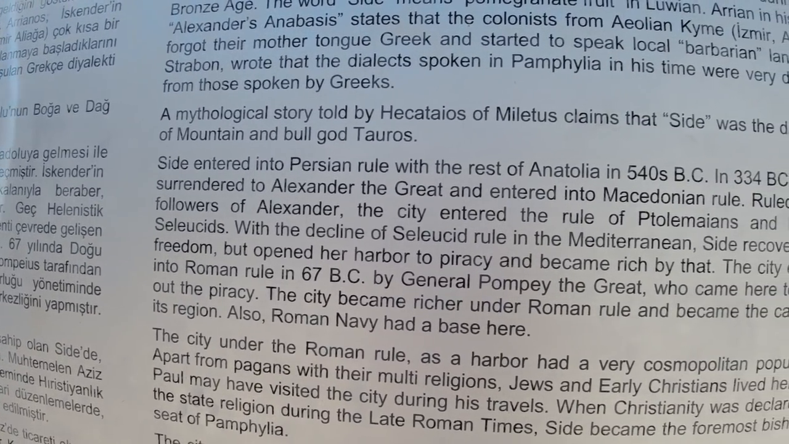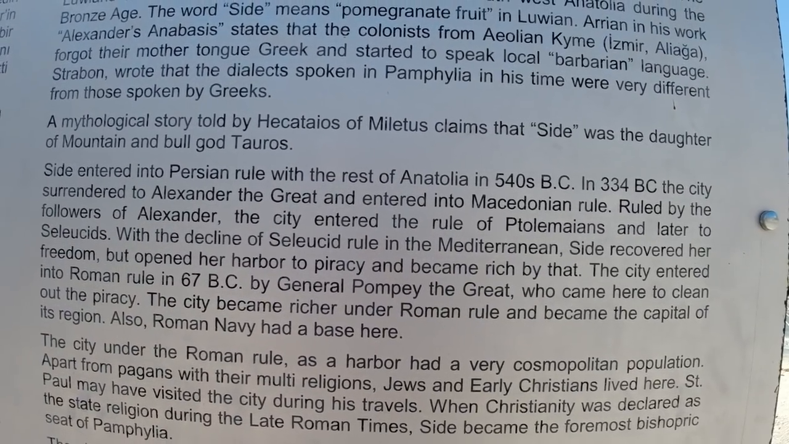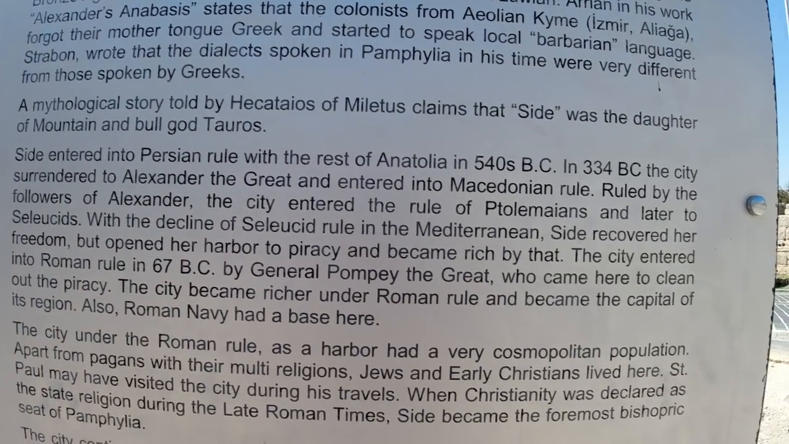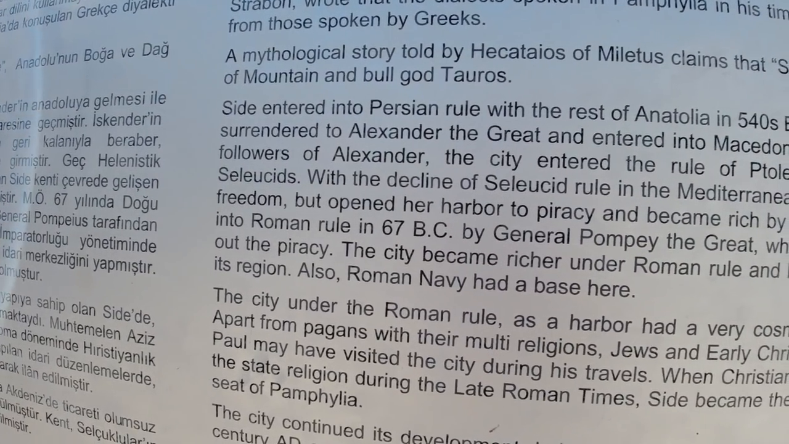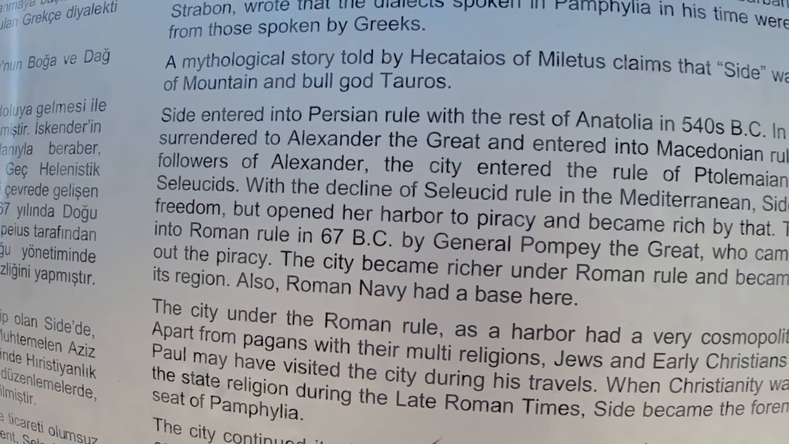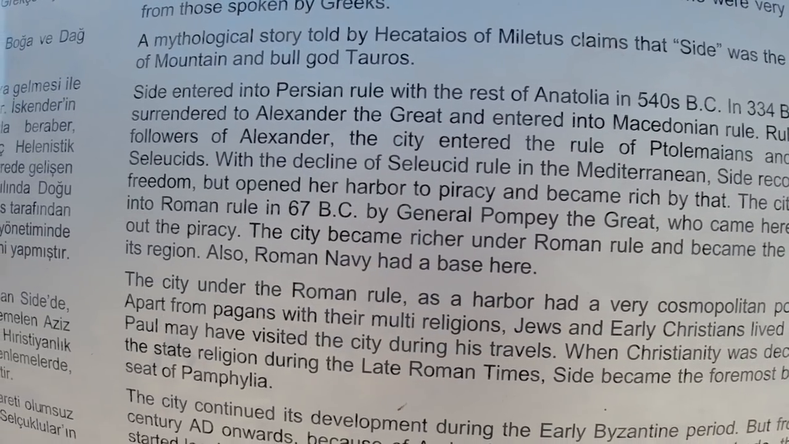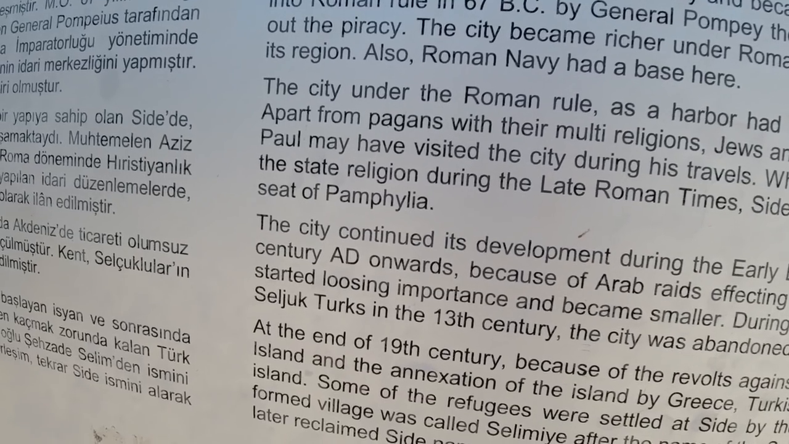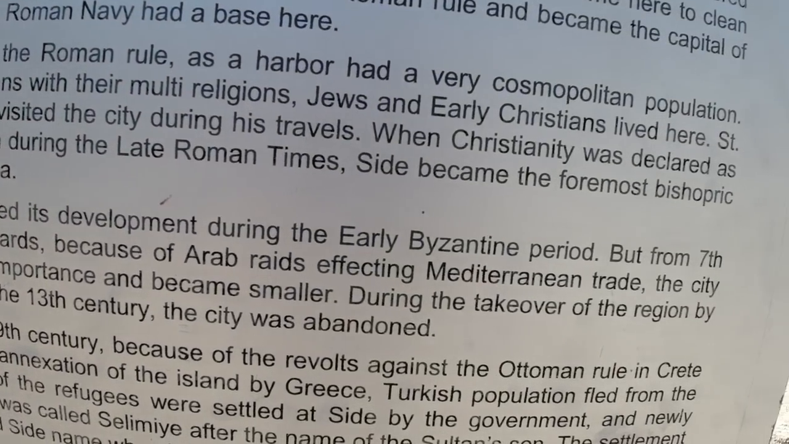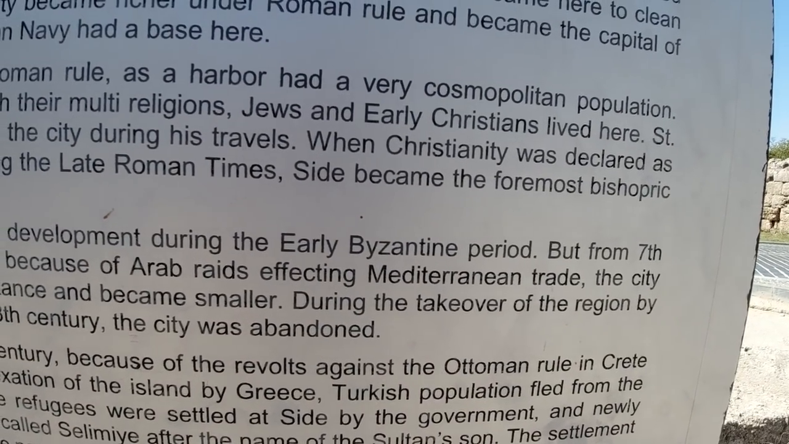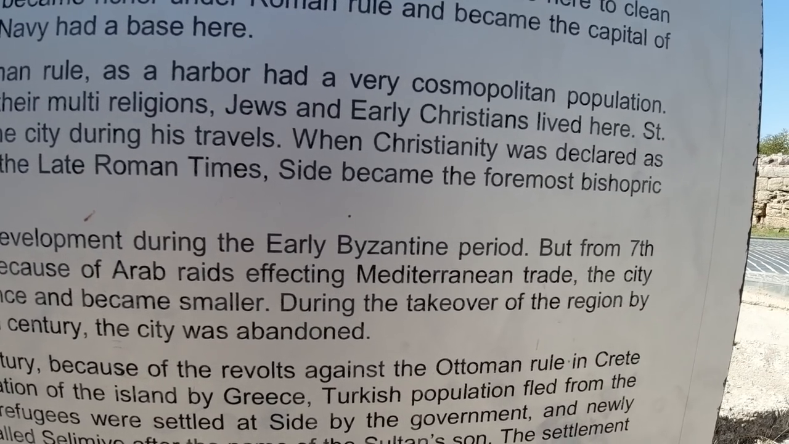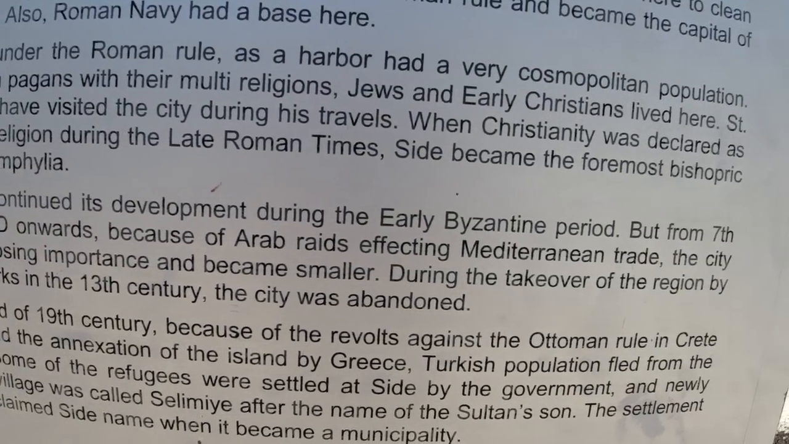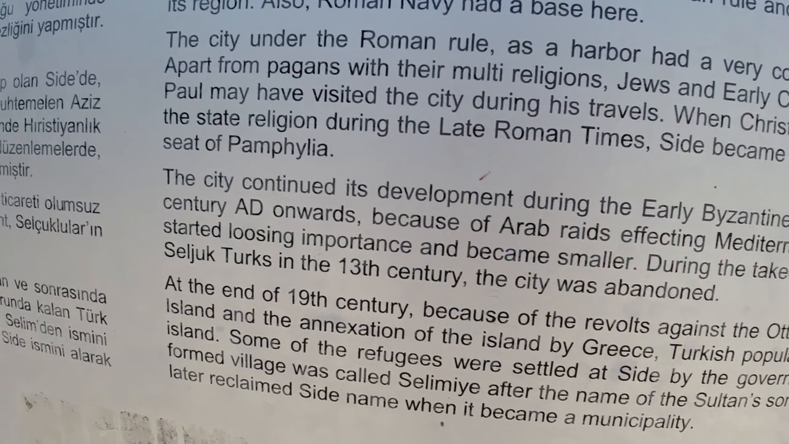With the decline of Seleucid rule in the Mediterranean, Sidé recovered her freedom but opened her harbor to piracy and became rich by that. The city entered into Roman rule in 67 BC by General Pompey the Great. The city became richer under Roman rule and became the capital of its region. The city continued its development during the early Byzantine period, so that is the Eastern Roman Empire, or the Greek. But from the 7th century onwards, because of Arab raids affecting Mediterranean trade, the city started losing importance.